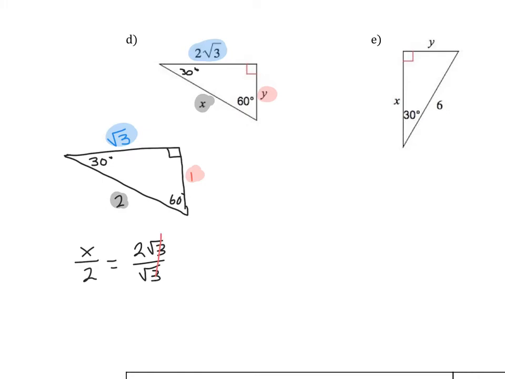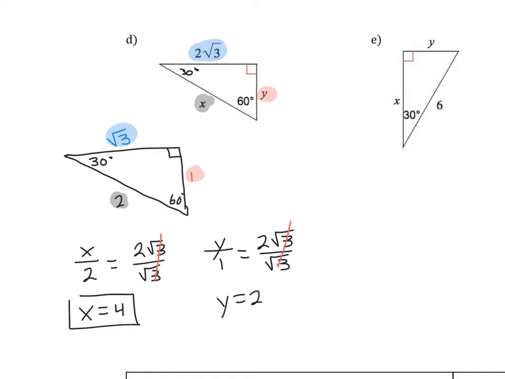So here, because we have root 3 divided by itself, it becomes 1, and then I can multiply both sides by 2, and we get x equals 4. Okay, let's set up a proportion for y now. Y over 1 equals 2 root 3 over root 3. So y equals 2. There you have it.